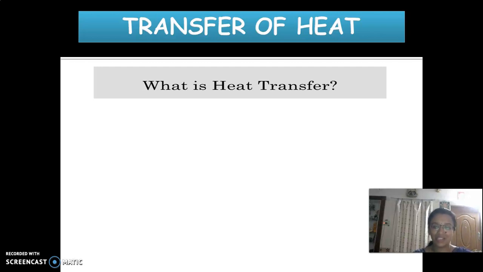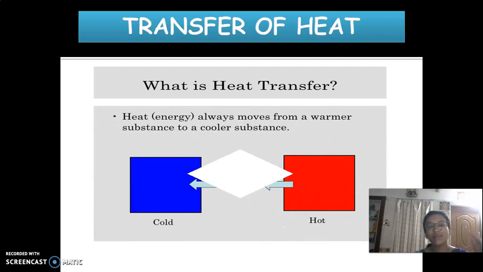And then what we are going to see, transfer of heat. What is heat transfer? Yes, you are going to tell me the answer. You know this, right? Very good. So heat transfer is nothing but the transfer of heat from a hot body to a cold body. Heat travels from a hotter substance to a cooler substance. Look at here. This red one denotes the hot body and the blue is the cold body. So the heat always moves from the hot body to the cold body.